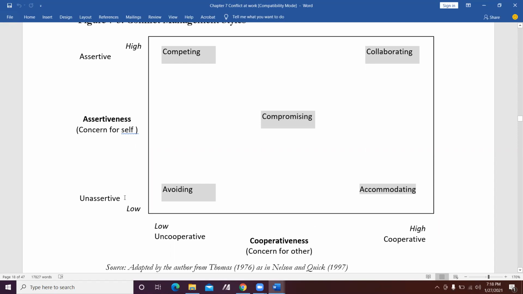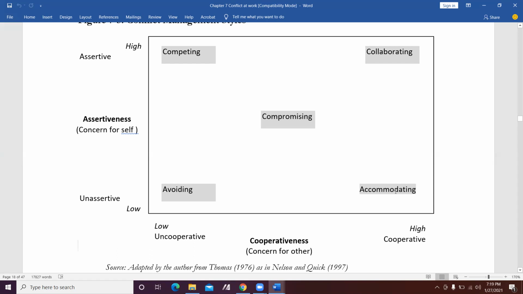Then if there is unassertiveness and uncooperativeness, then there is a conflict management style that is called avoiding. If you use this style, you don't have concern for yourself. Also, you don't have concern for others. You are not interested in solving the problem. You forget it and you go away. That is avoiding.